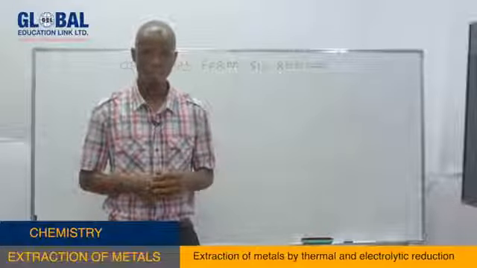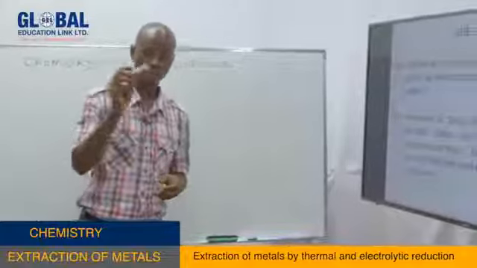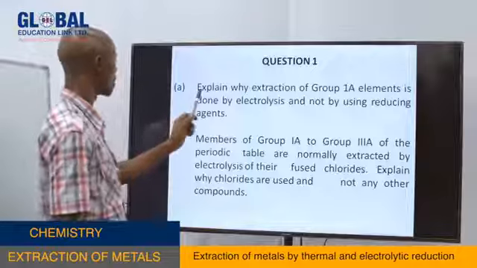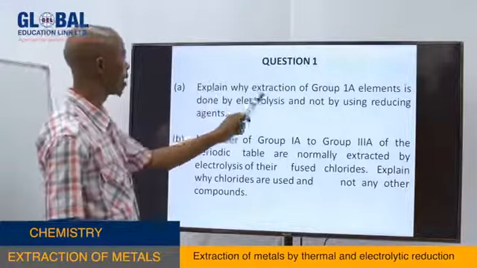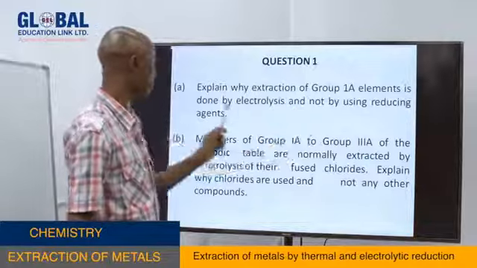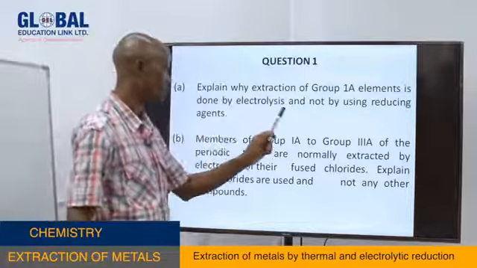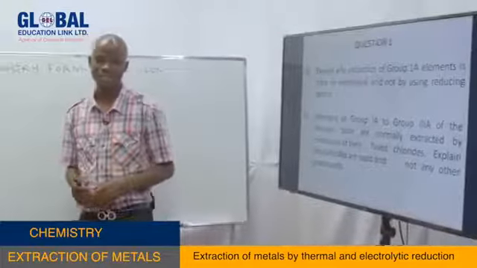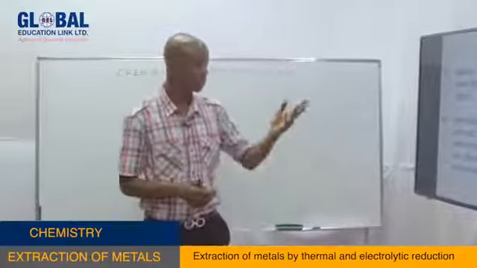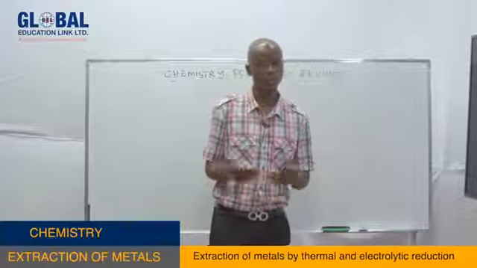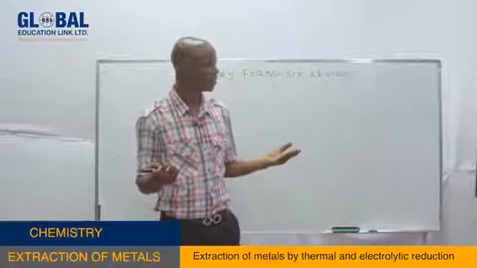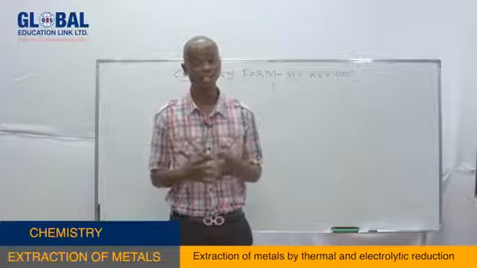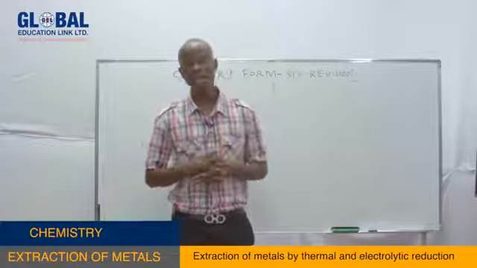Now let us be together. Now we can see question number 1A. It says, explain why extraction of group 1A elements is done by electrolysis and not by using reducing agents. That is the question. My dear student, can you see that question? It is very simple. You can do it.